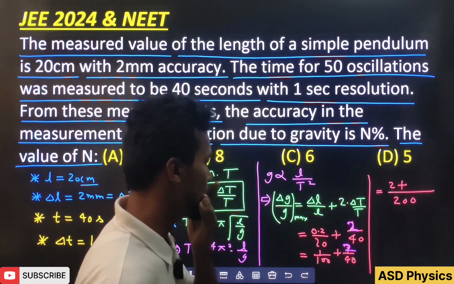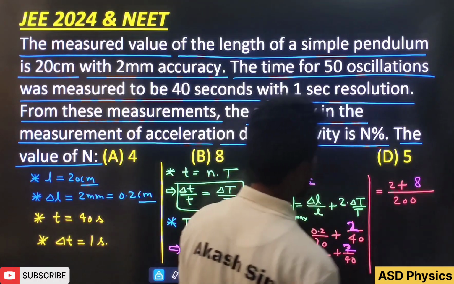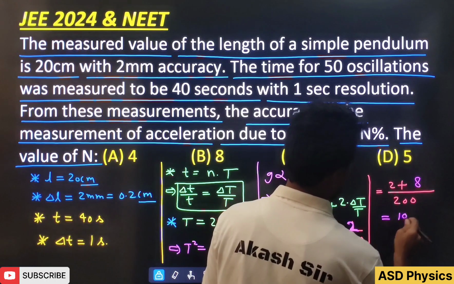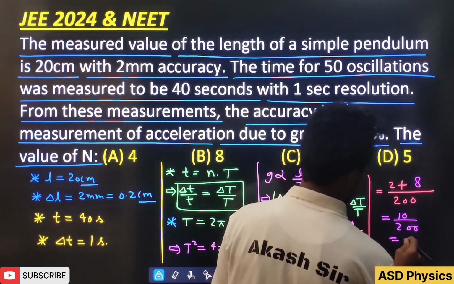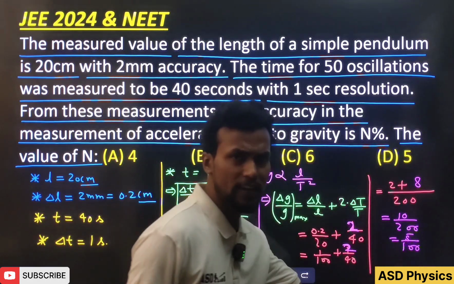Here we have taken the LCM 200. So 2 plus 5 into 2, 8. Correct now? 8. So students, it will become 10 by 200, or even I can write here 5 by 100. How much coming here? 5 by 100.